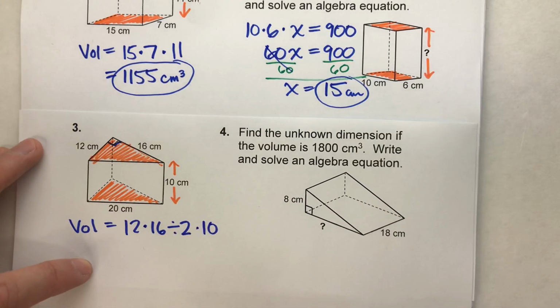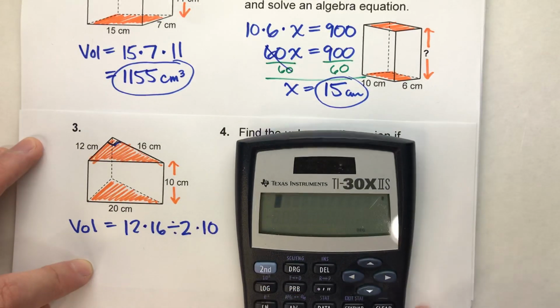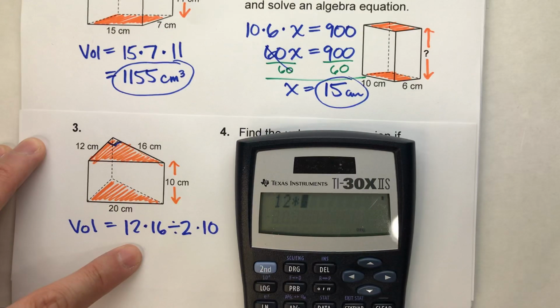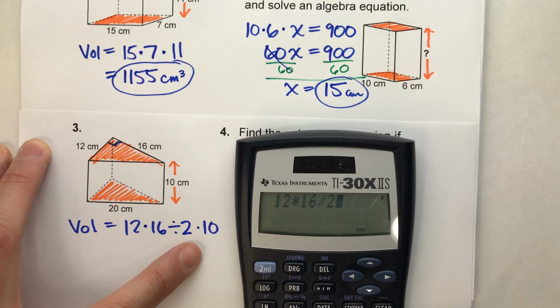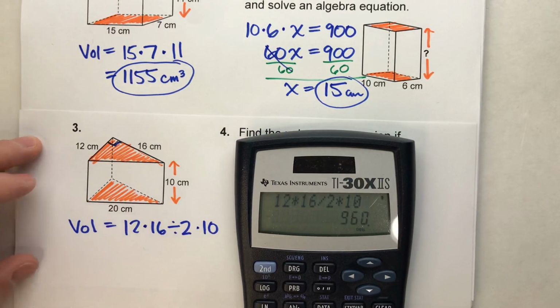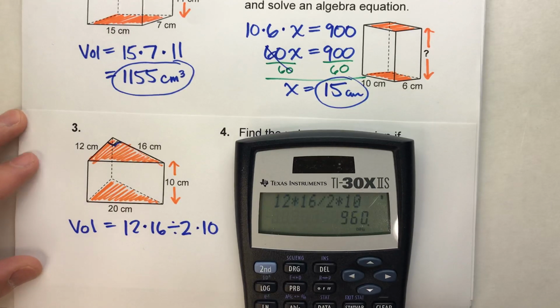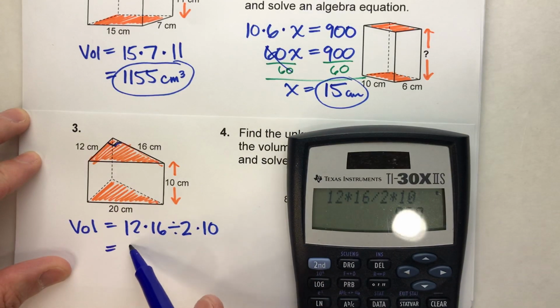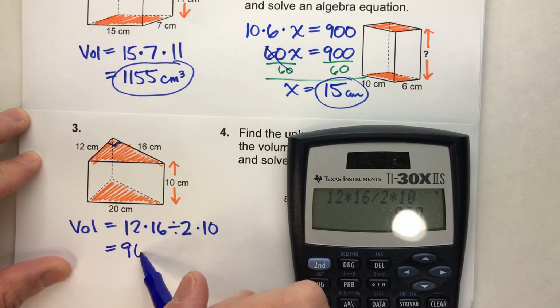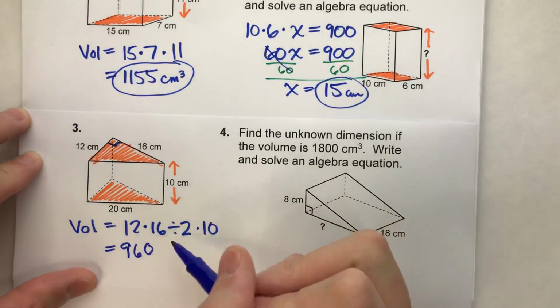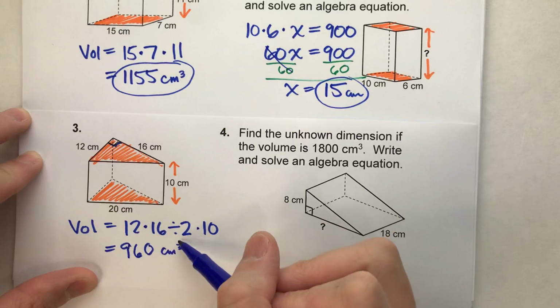All right? And luckily, our calculator can do that whole thing for us. 12 times 16 divided by 2 times 10. You can do it step by step if you want to, but let's just let the calculator do the hard work. Here we go. 960 centimeters cubed. There's your volume.